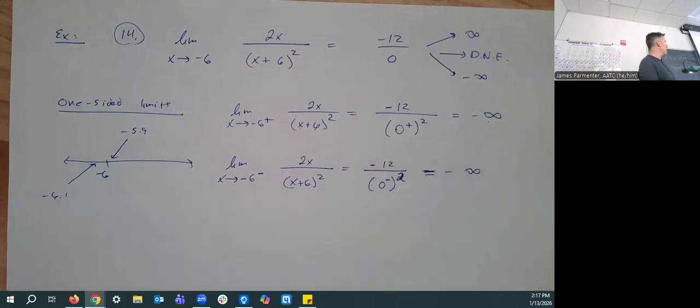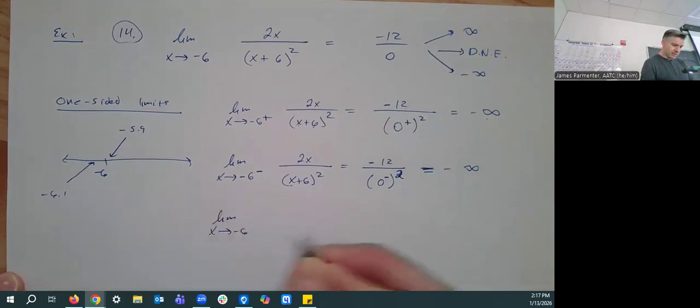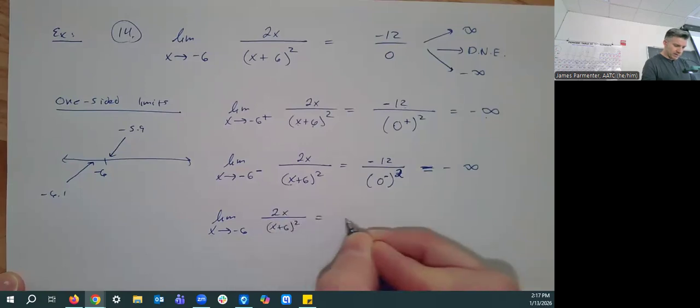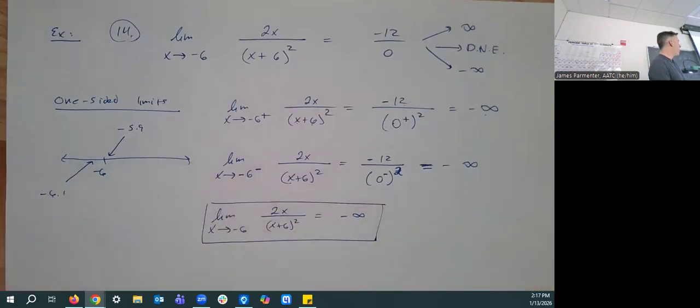So in this case, since the left-hand limit is negative infinity and the right-hand limit is negative infinity, we would say the overall double-sided limit is negative infinity. So we would say that the limit as x approaches negative 6 of 2x over (x plus 6) squared is negative infinity. Knowing full well that that means the limit doesn't exist and the function just gets really, really negative no matter which side of negative 6 you approach from.